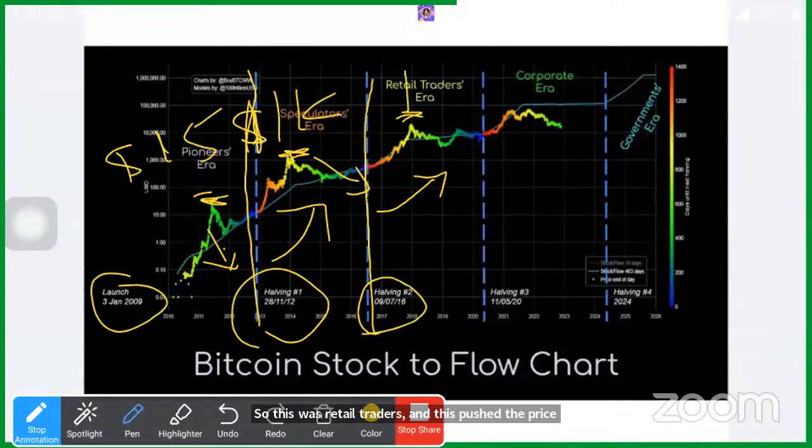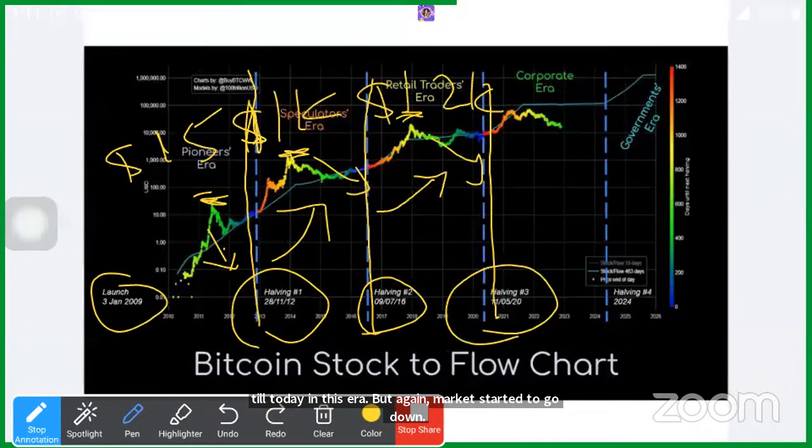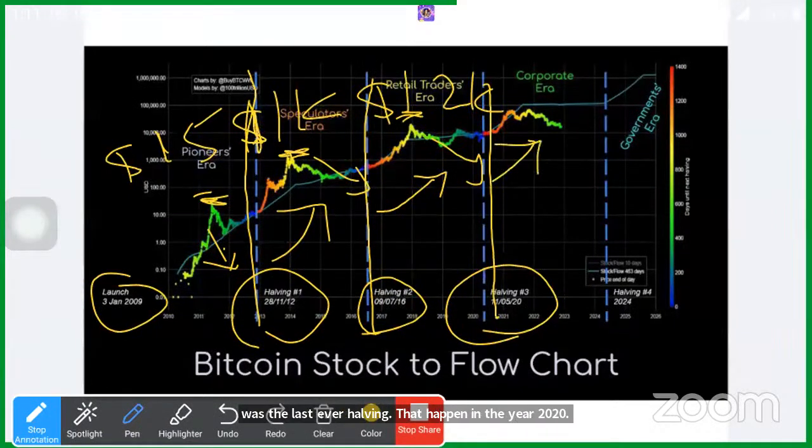And this time it touched around $12,000 per Bitcoin. This was the highest price till then in this era. But again, the market started to go down. And when we see that the next halving happened, this was the last halving that happened in the year 2020. Again, prices started to go up.